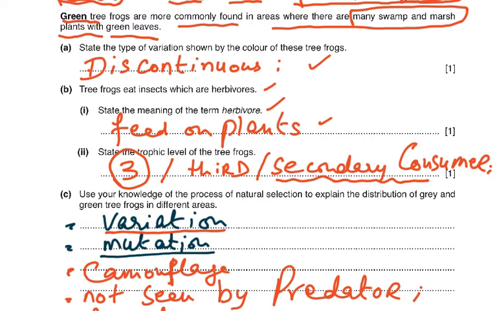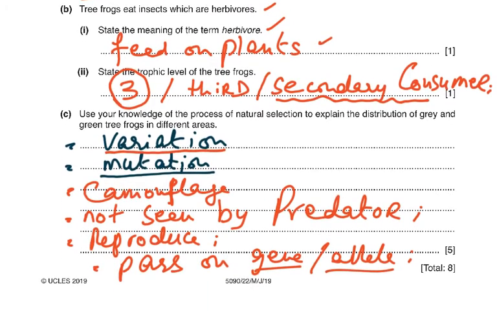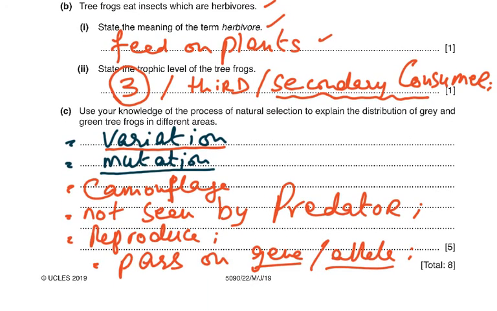Then it says use your knowledge of the process of natural selection to explain the distribution of gray and green tree frogs in different areas. So natural selection is, we have to understand, an environmental thing. So first of all, variation is present, then mutation must have occurred, then the fact that they are camouflaged, which means they're not seen by predators, they reproduce, and the population of frogs increases, and they of course pass on the allele to their offspring.